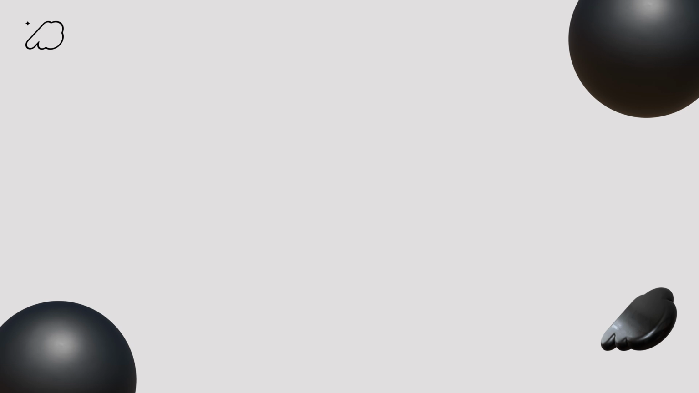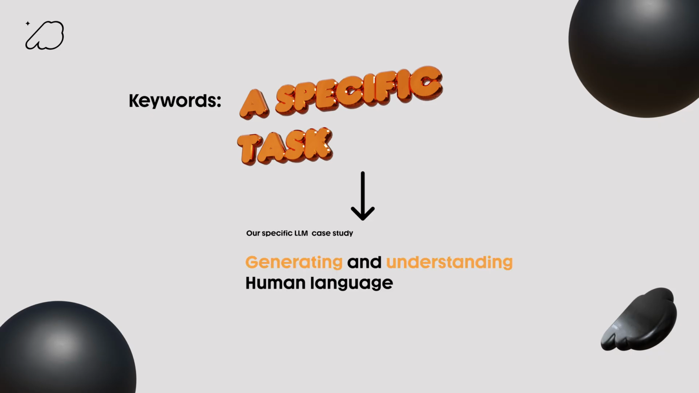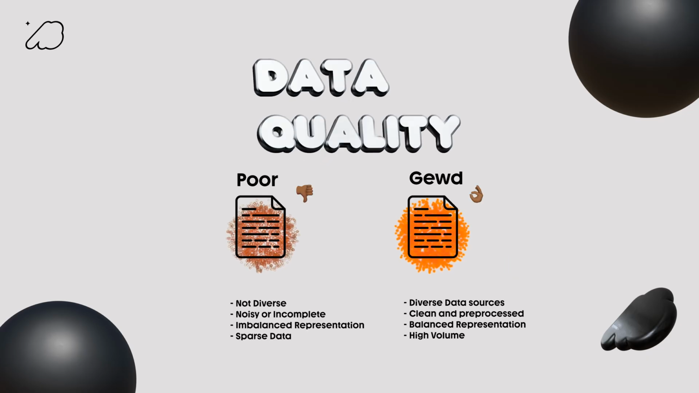Once the model has been trained with all this data, it becomes specialized in performing a specific task. Again, in this scenario, generating and understanding human language. One super important thing to note is the quality and variety of the data used to train the model are super important. They determine how well the AI works and whether it has any biases.